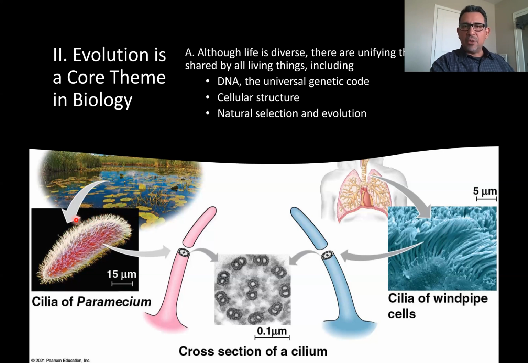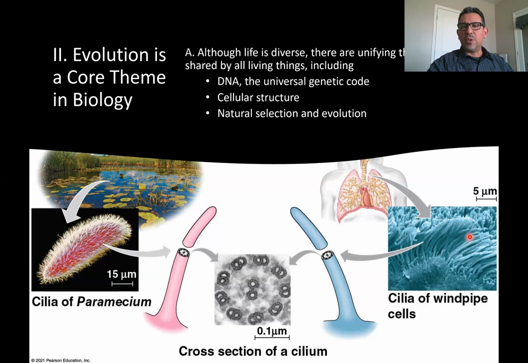Now, cilia can also be seen in other eukaryotes. For example, in the human body, this organ you see right here called the trachea or windpipe. On the inside of this organ, there's going to be a lining of similar hair-like structures called cilia.